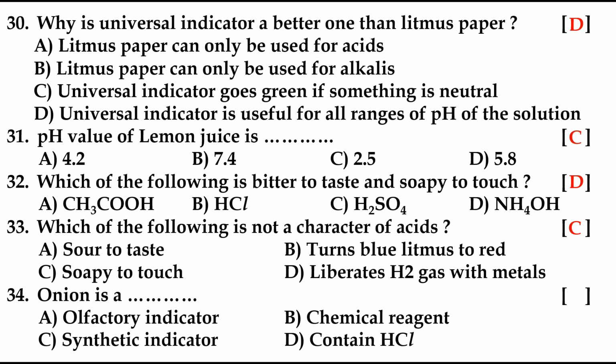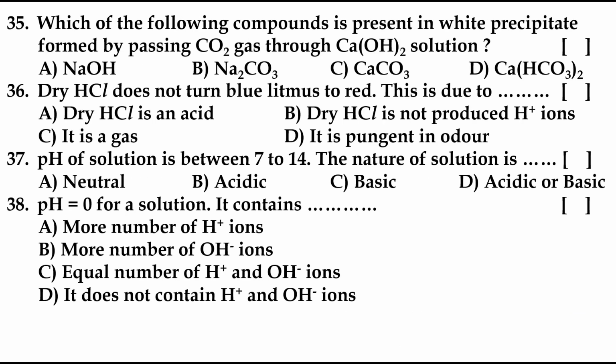34. Onion is a dash. A. Olfactory indicator, B. Chemical reagent, C. Synthetic indicator, D. Contain HCl. Option A. Olfactory indicator.